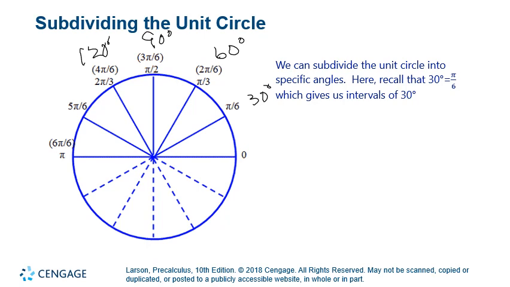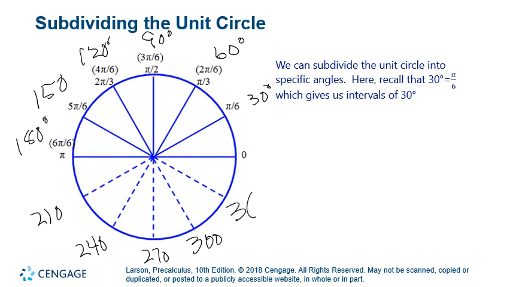So here we would have 30 degrees, 60 degrees, 90, 120, 150, 180, and we can keep going on, 210, 240, 270, 300, 330, pardon me, and back to the original starting point of 360.